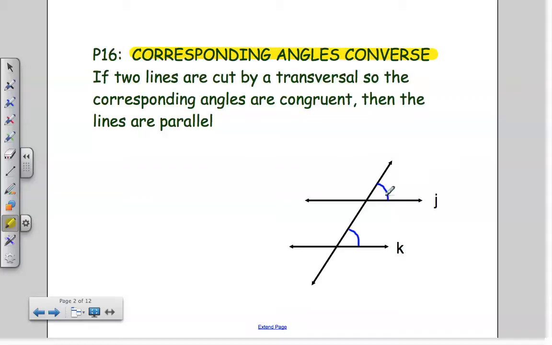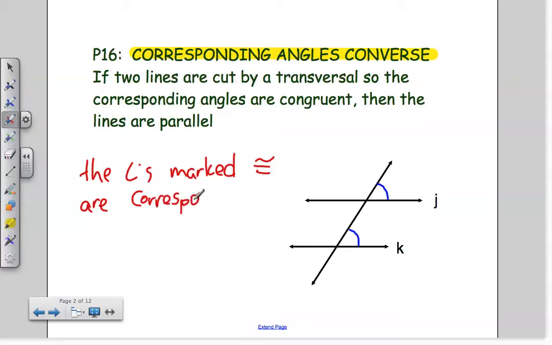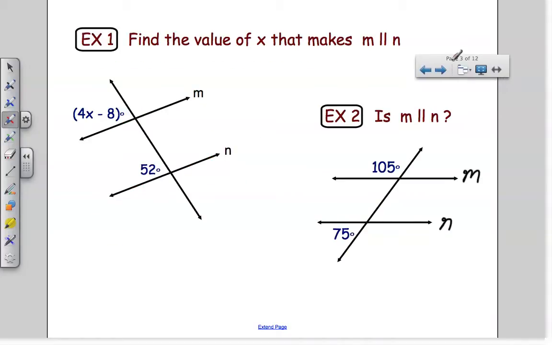So in this picture, these two angles that are marked congruent are corresponding angles, right? And if corresponding angles are congruent, then the lines that were cut by the transversal have to be parallel. So that line J has to be parallel to line K because the corresponding angles are congruent. So we're working backwards. If you see corresponding angles being congruent, the lines have to be parallel. And let's use that in some examples.